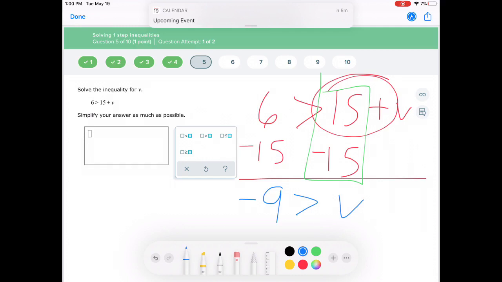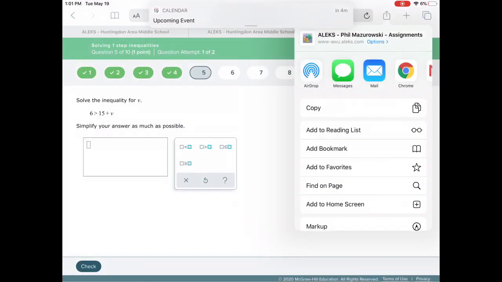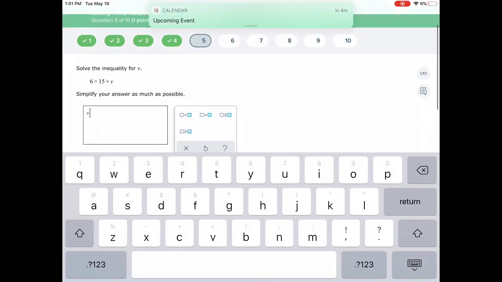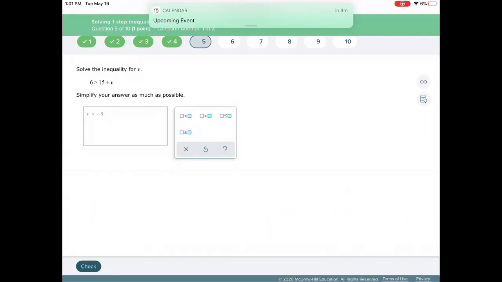And once again, some people prefer the variable on the left-hand side. So if I wanted to do that, I would have v is less than negative 9. Once again, the alligator is eating the 9 in both of these situations. So v is less than negative 9.